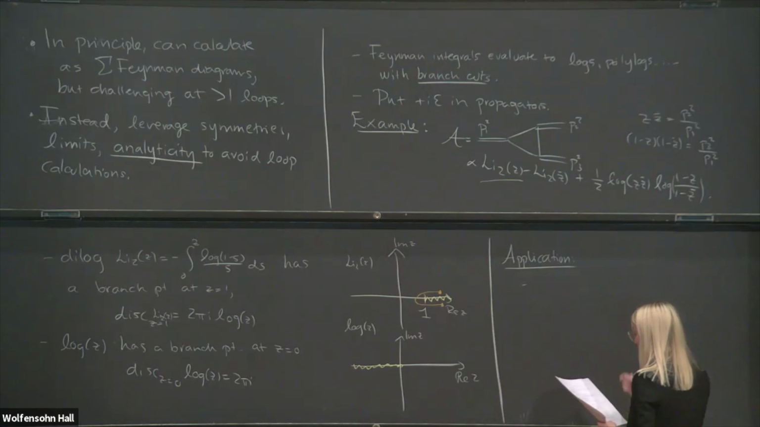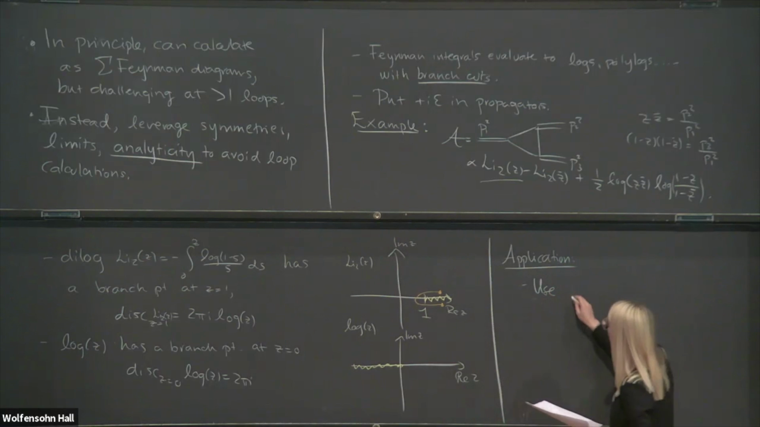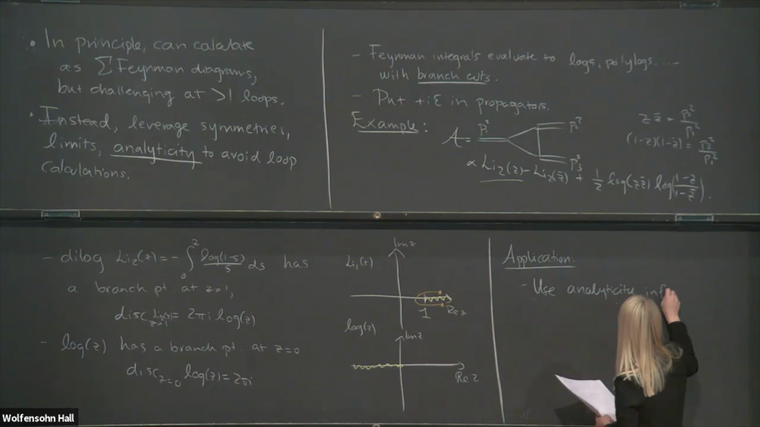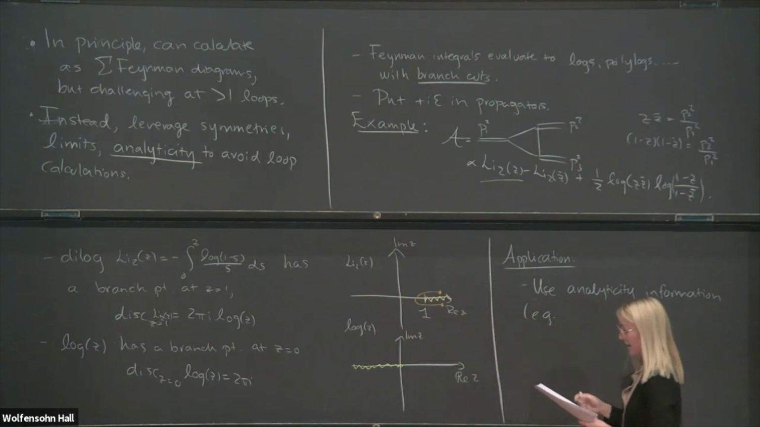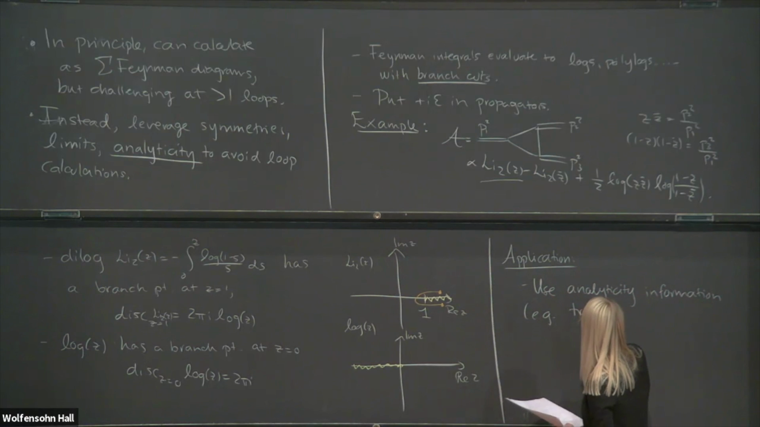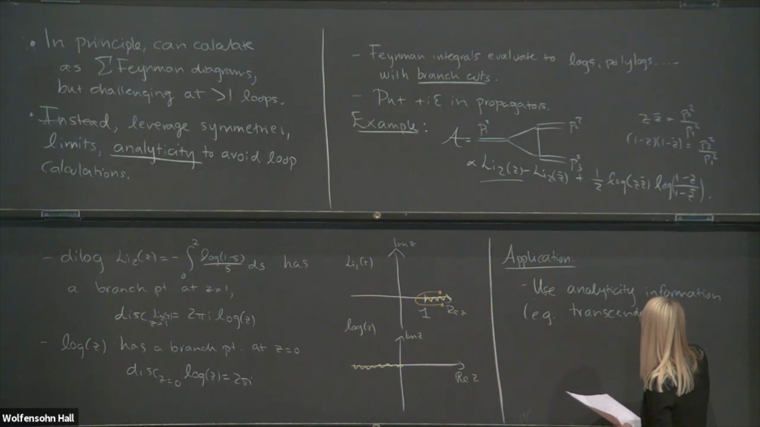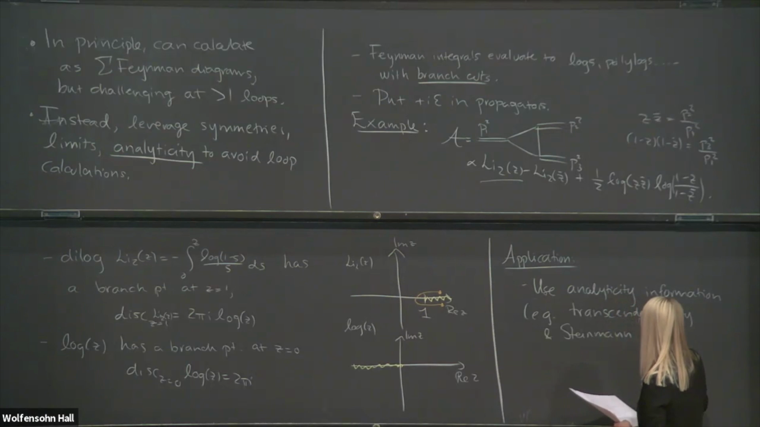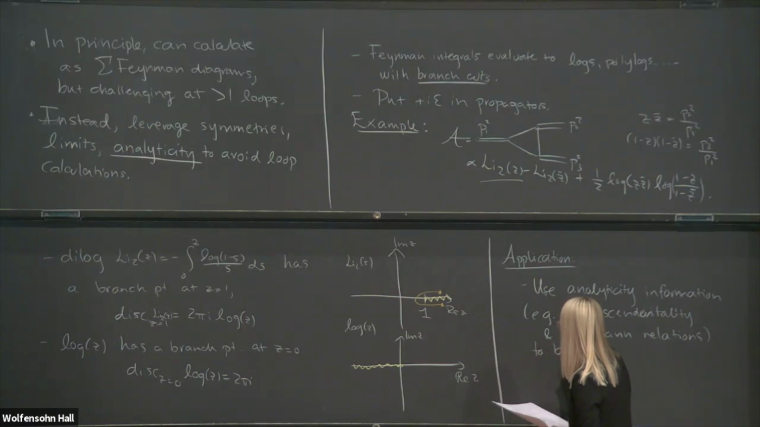So the application of this is that generally we will want to use analyticity information. And I'm going to name two examples here that I'll come back to later in this talk. For example, transcendentality, and the Steinmann relations, which I'll explain in detail later, to bootstrap amplitudes in perturbation theory.